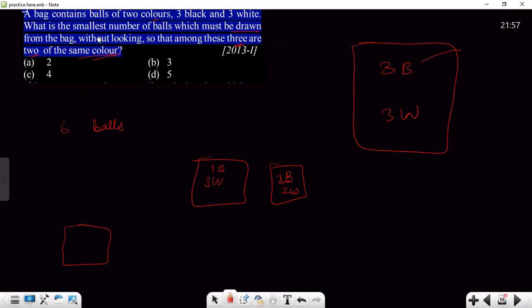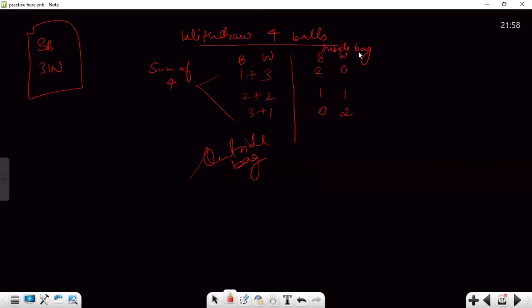So, which must be drawn? Among these, now we are talking about which balls? Can anyone tell me? Among these means drawn balls, or the balls that are left inside the bag? See, understand the sentence, the question. What is the smallest number of balls which must be drawn? So we are talking about the balls which are drawn out. Okay. So here we are talking about the balls, not the inside ones, but the outside ones.